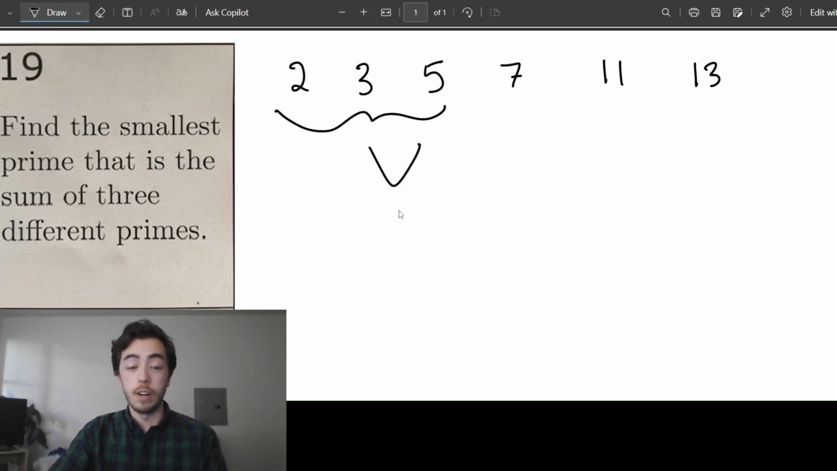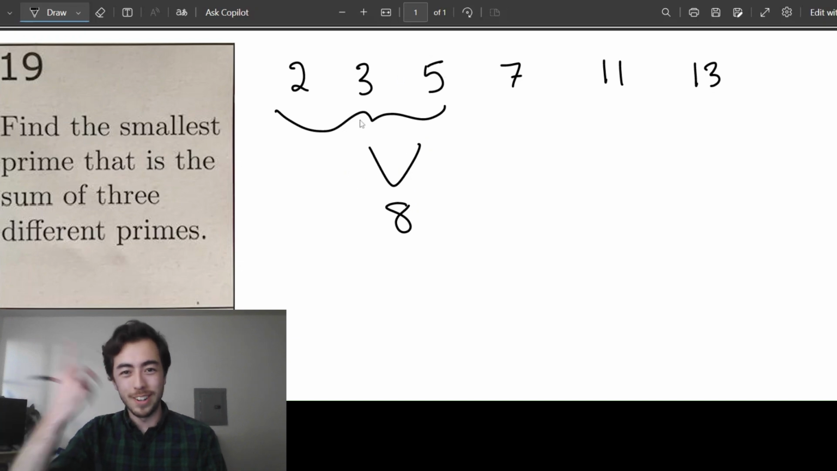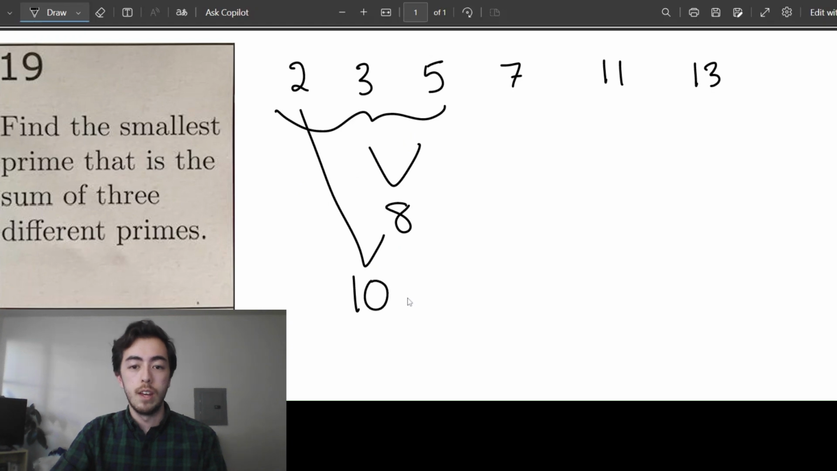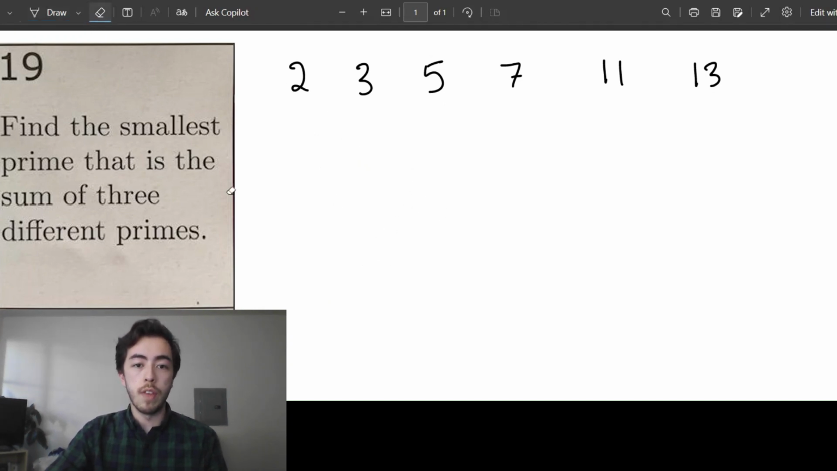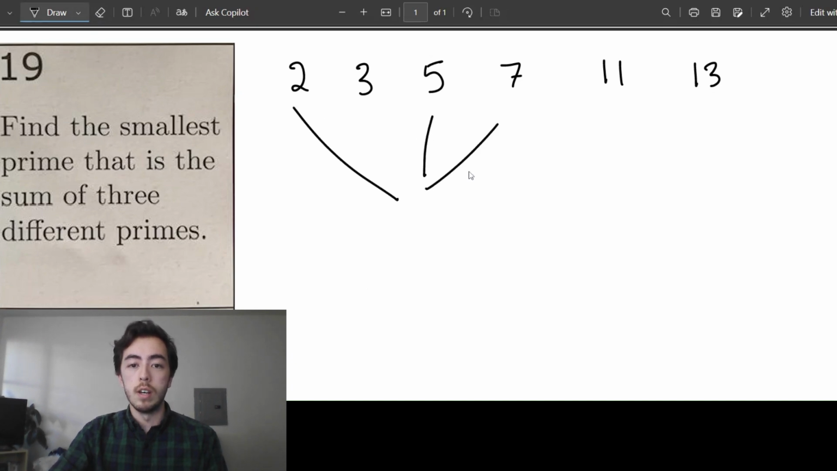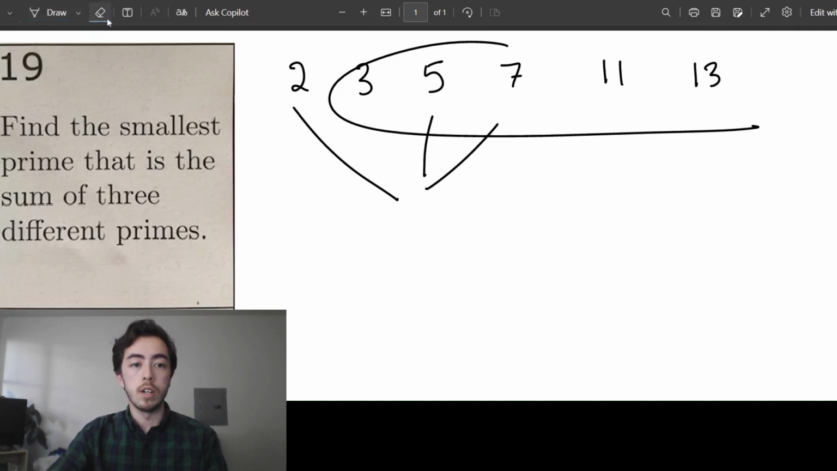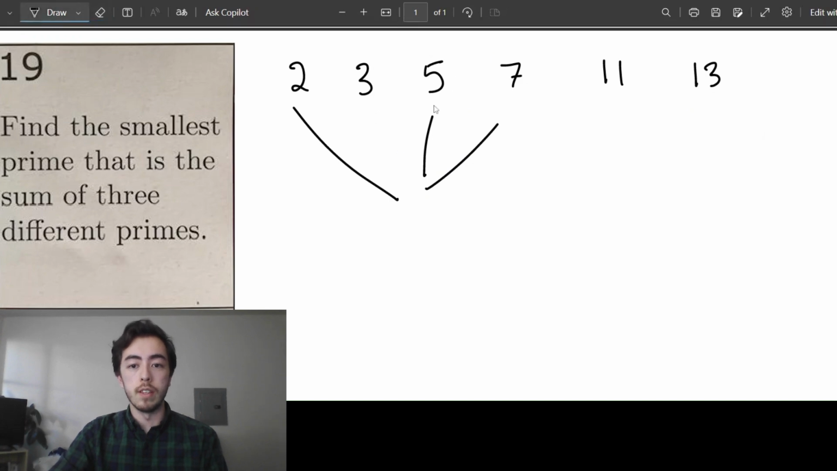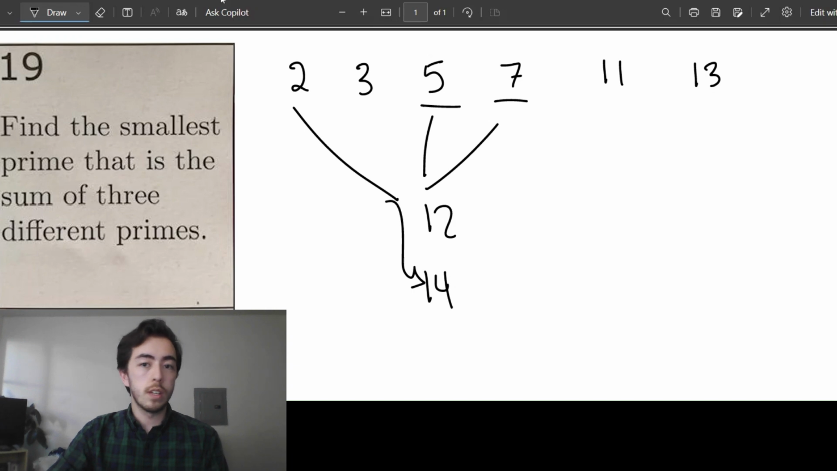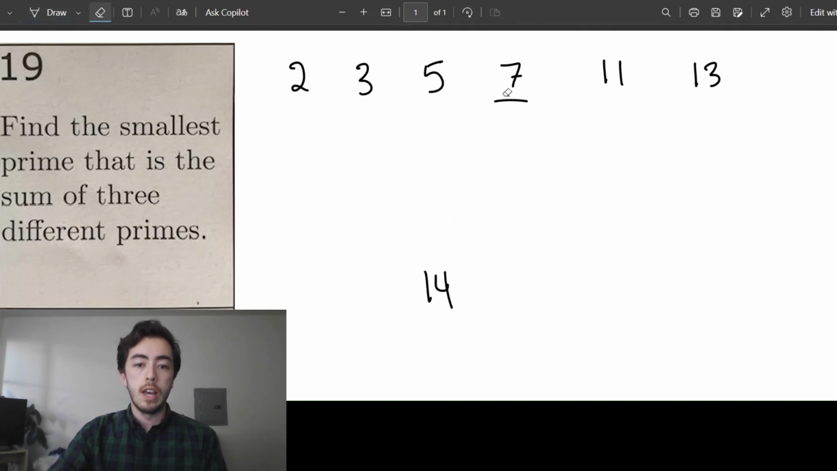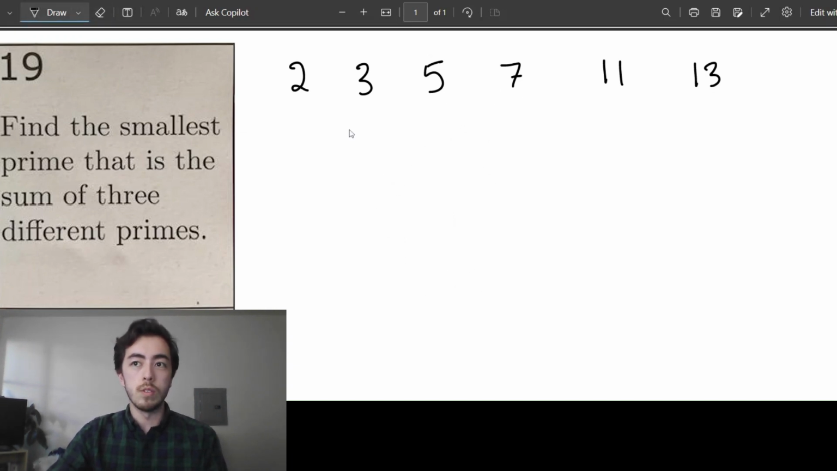3 and 5 make 8. I was already getting ahead of myself there. And then 2 and 8 make 10. So 10 isn't prime, and moreover, it's actually even. And I think if we try using the 2 with any other prime numbers, since all the other prime numbers are odd, like the 5 and the 7 are going to make a 12, add on the 2, we get 14. We're always going to get an even number out of this.